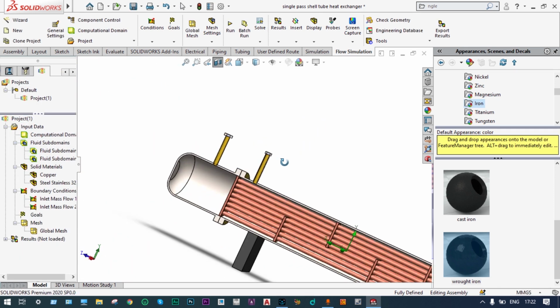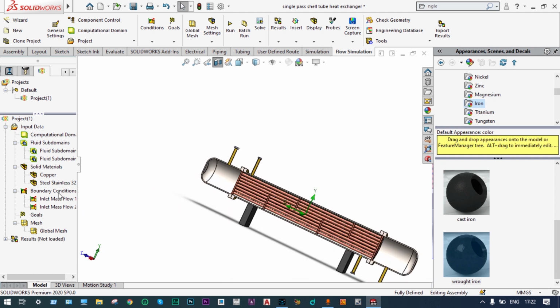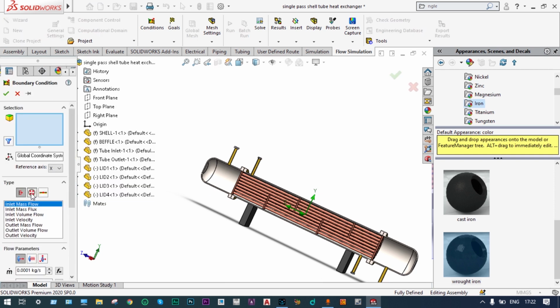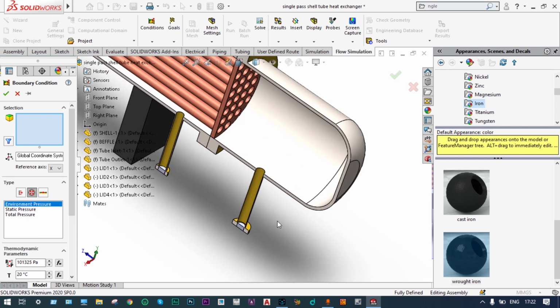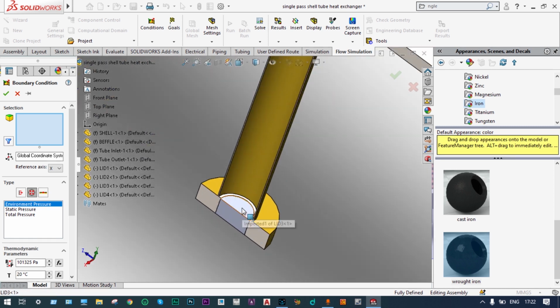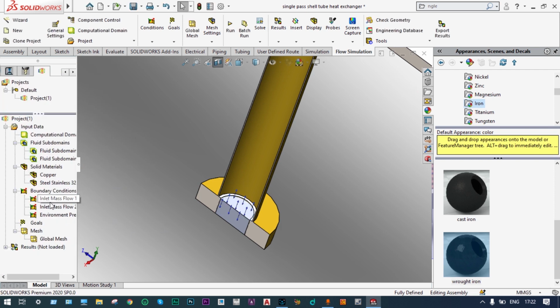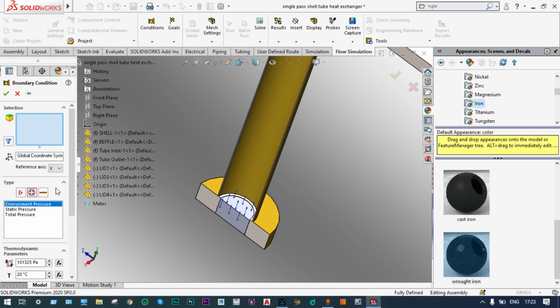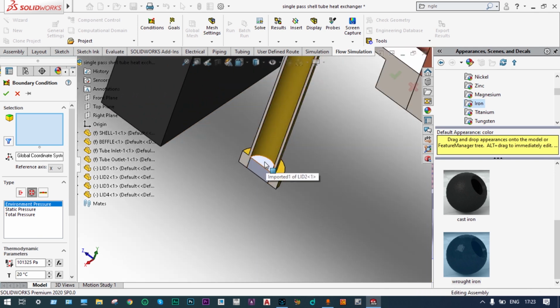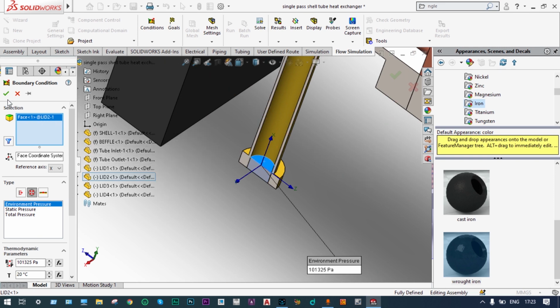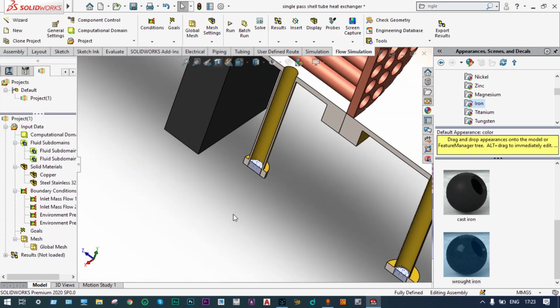Now we have to apply another two for these exit locations. Boundary conditions, insert boundary condition. It will be atmospheric pressure at the exit locations. Initially we will take this hot water exit location. Selected, green check. It is done. Now the last one, insert boundary condition. It will be atmospheric pressure at the exit of coolant water at 20 degrees centigrade. So this location selected, green check. All the boundary conditions have been applied properly.